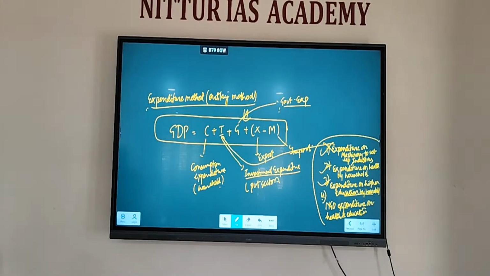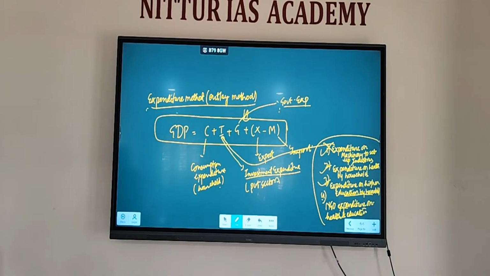Because NGOs will provide things generally free of cost or at a lesser cost, the NGO has to spend money to provide all these services. So that is counted under which expenditure? That is counted under the consumption expenditure. So this type of question can be asked in the examination: what comes under consumption expenditure, and what does not.